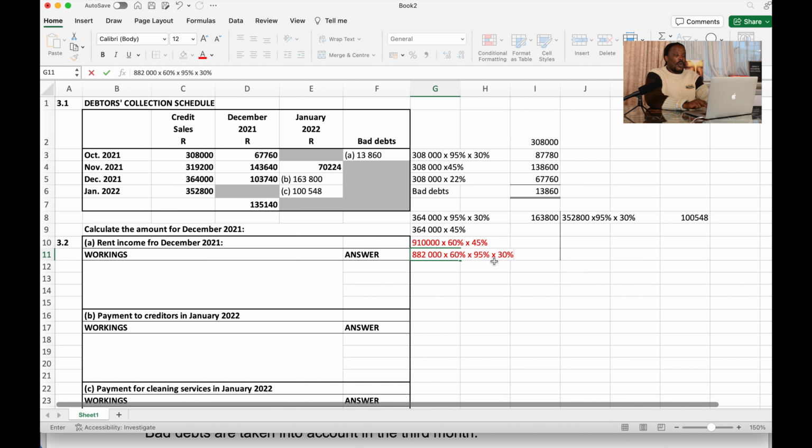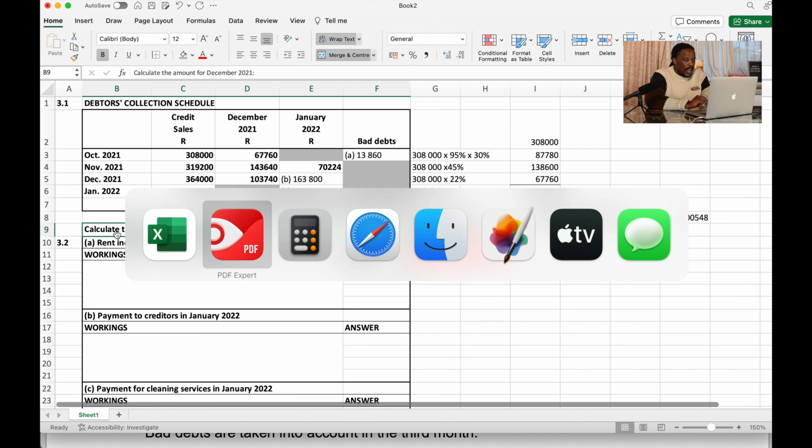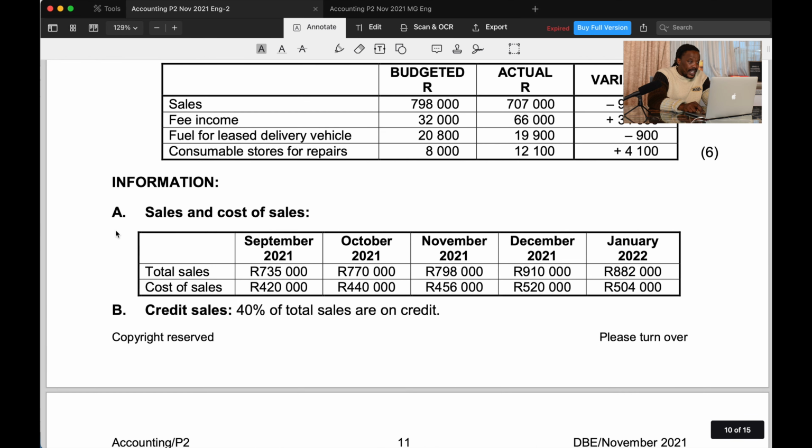vice versa. So when you check this, you will see on that memorandum that they posted on the Department of Education page, it has these answers, which we will completely disagree with. The answer should have been 40%, and this is how you should have done your answer. Thank you very much. Let's go to 3.2. Calculate the amount for December 2021. 3.2, what does it say?